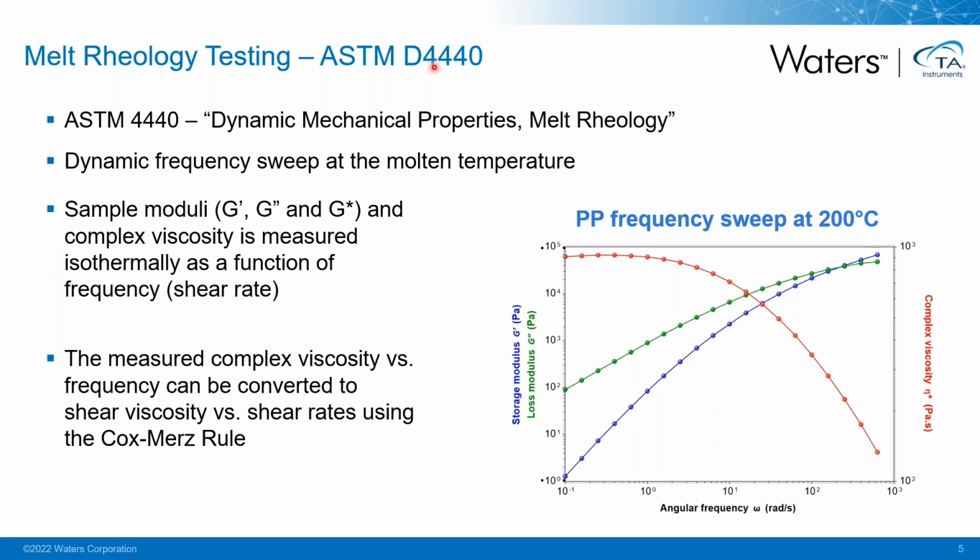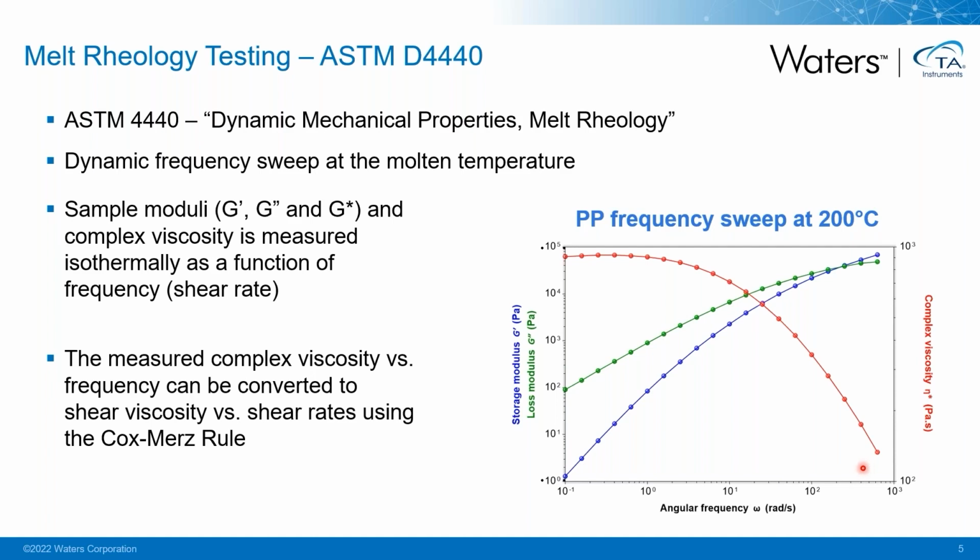This standard describes using a dynamic frequency sweep test method for measuring polymer melts at their molten temperature. The testing results provide information on polymers' storage modulus, loss modulus, and complex viscosity changes as a function of testing frequency. For virgin polymer resins, these measurement results can be used to directly correlate to polymers' molecular weight and molecular weight distribution information.